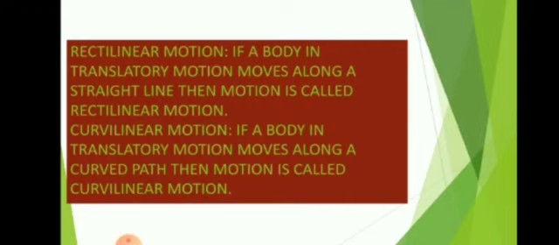If your body in translatory motion moves along a curved path, then the motion is called curvilinear translatory motion. For example, seconds hand of your watch, movement of a needle in a speedometer of a car exhibits curvilinear motion.